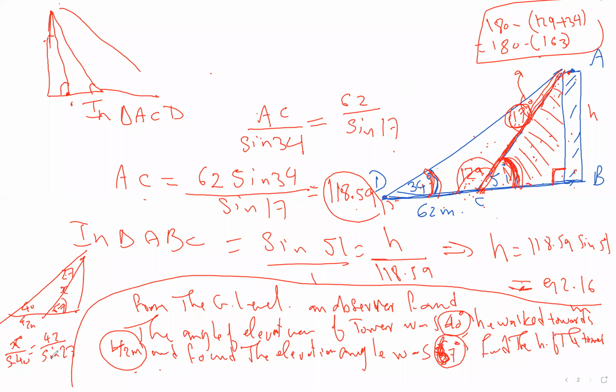Find the x from this relation. So x will be 42 sine 40 divided by sine 42. What's the length of x?